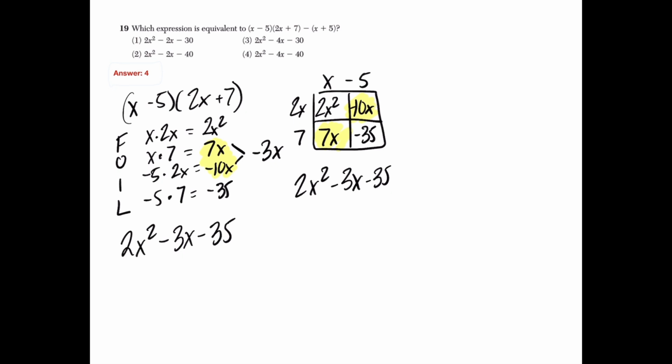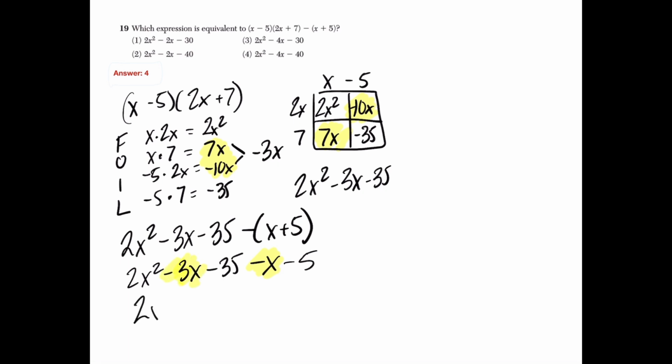minus x plus 5. Okay, so let's write all this down just so we have it. I'm going to distribute. So this becomes negative x, so it's like I'm multiplying by negative 1, and this becomes negative 5. I like to put things next to each other that are the same. That's just me. So 2x squared minus 3x minus x.